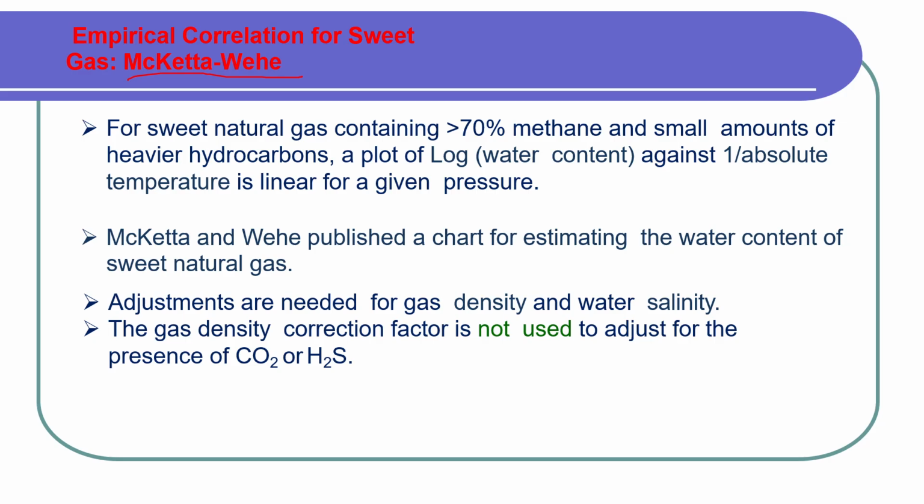So imagine you have a gas stream, and you need to know how much is the water content, or how much is the fraction of water in that gas stream. Based on the empirical formula, it's found that if you have a sweet natural gas, and this sweet natural gas has more than 70% of methane, and third, it has a very small amount of heavy hydrocarbons, then if you plot the logarithm of water content against 1 over absolute temperature for a specific pressure, you will get a linear line.